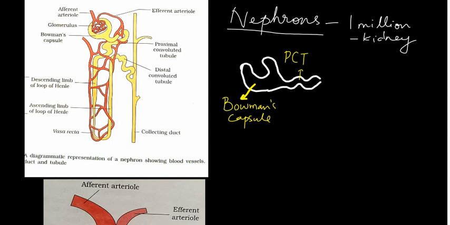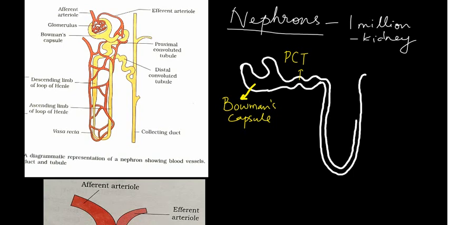And then comes a hairpin-like structure which extends till the medulla in some of the nephrons. And this hairpin-like part of the tubule is called Henle's loop. This structure is called Henle's loop.